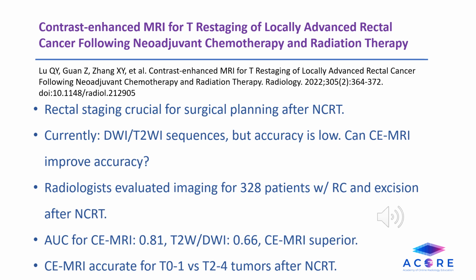2 radiologists then interpreted the pre- and post-NCRT MRI images for each patient, including DWI and T2-weighted images and contrast-enhanced MRI sequences. If there was discrepancy between the readers, a third reader would act as an arbiter. After interpretation and statistical analysis, the area under the curve for the contrast-enhanced MRI protocol in predicting pathologic T0 through 1 tumors was 0.81, while the T2 weighted and DWI protocol was 0.66. The authors determined that the contrast-enhanced MRI protocol is superior to the current standard protocol, and that the contrast-enhanced MRI protocol provides accurate differentiation of T0 through 1 from T2 through 4 tumors after NCRT.